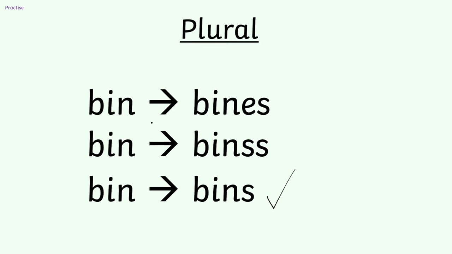Now, because bin just ends in a normal consonant, it doesn't end in one of those special sounds, we just add an S on the end. We don't need to add two S's and we don't need to add ES. So this was how we turned bin into bins.